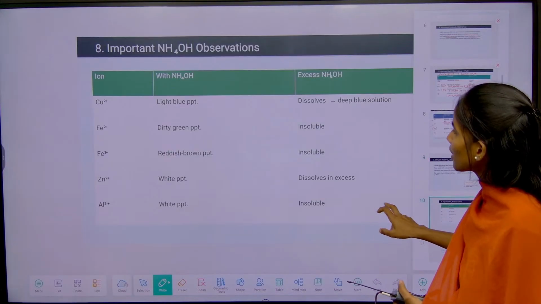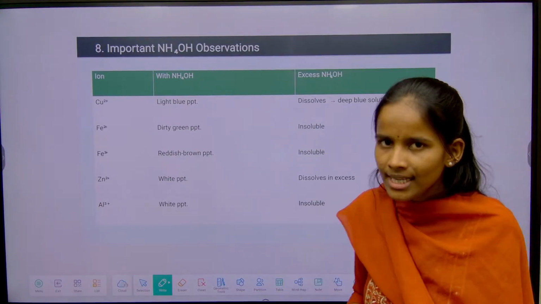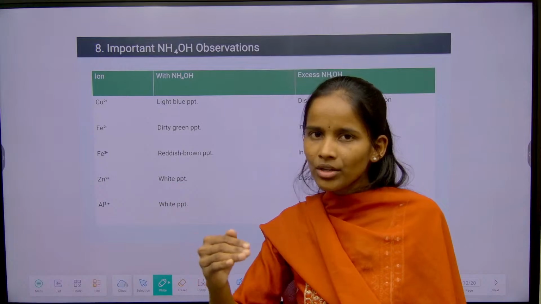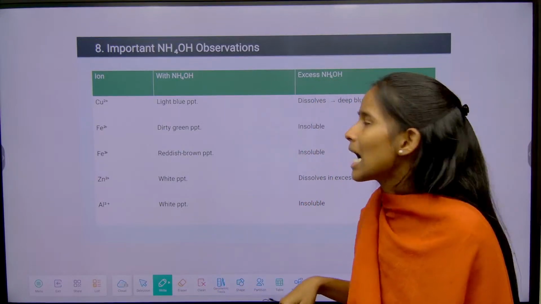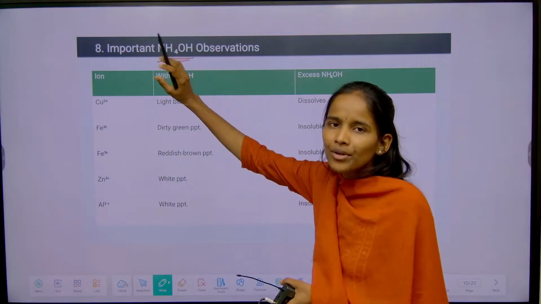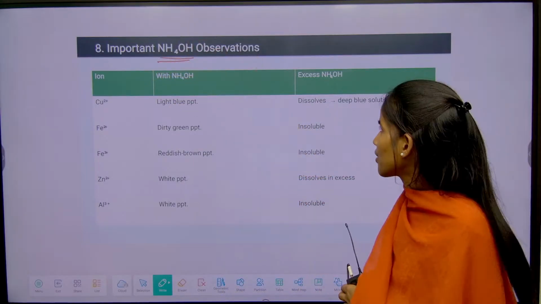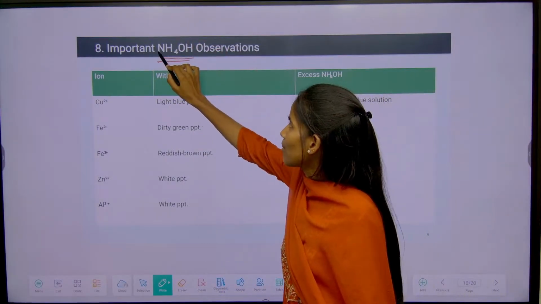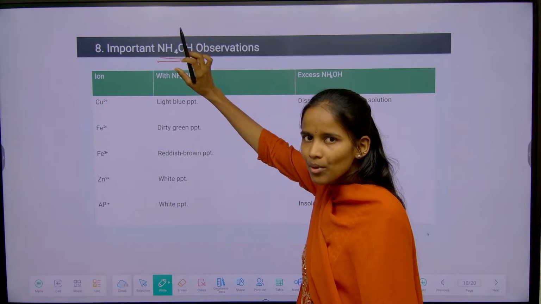Now, NaOH is completed. By using NaOH as a reagent, we have checked how to identify different cations. Now, let us see ammonium hydroxide. NH4OH is called ammonium hydroxide. NH4 we call ammonium, OH is hydroxide, so ammonium hydroxide.